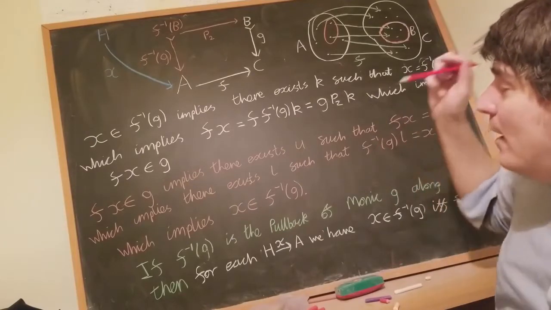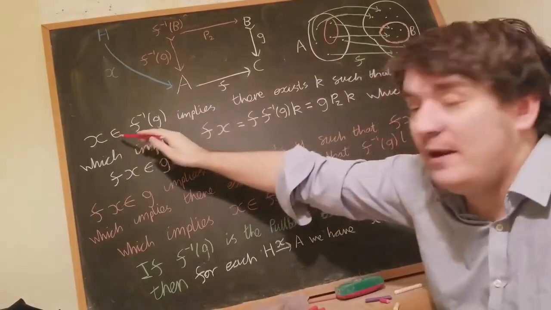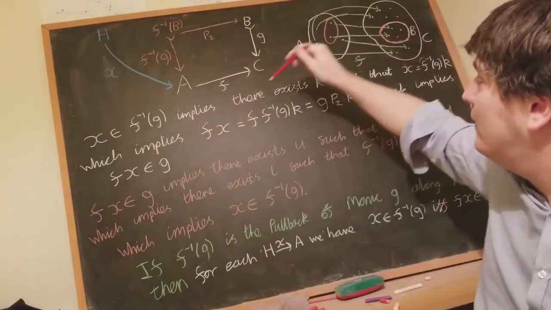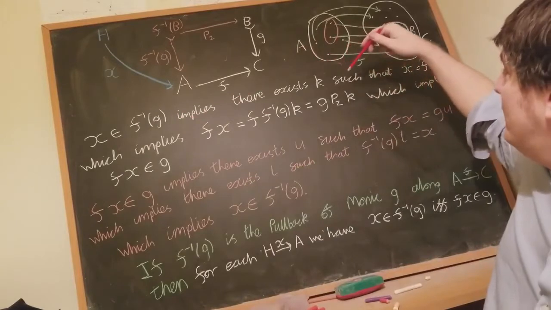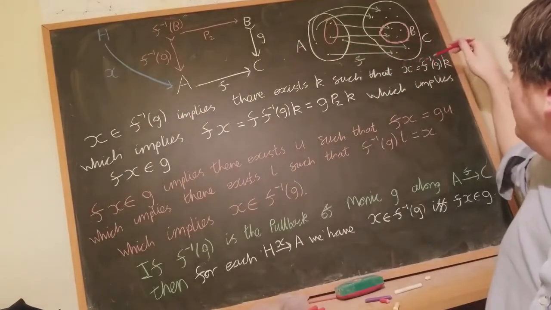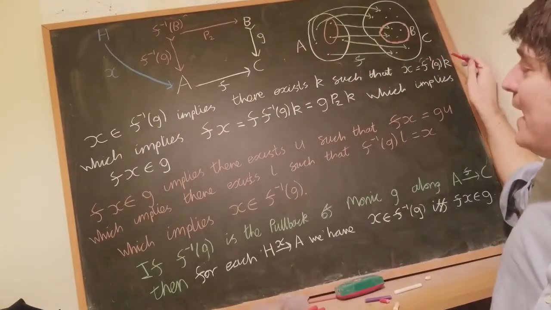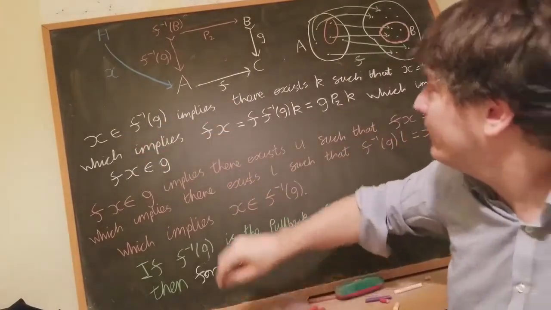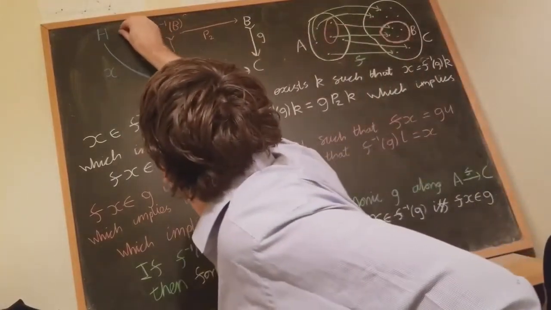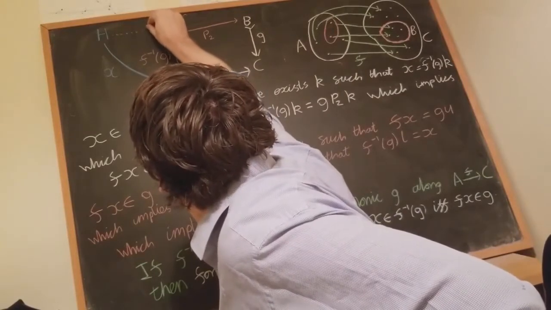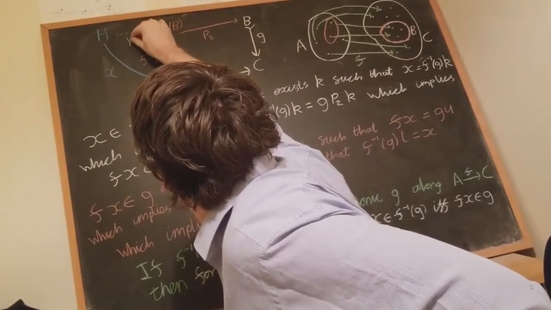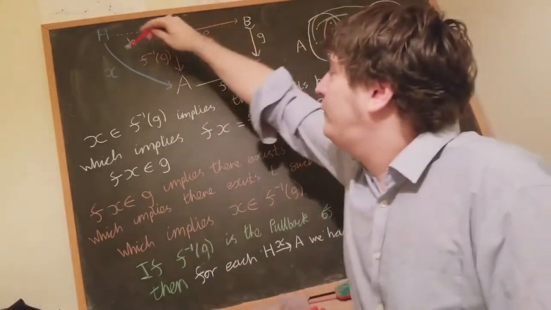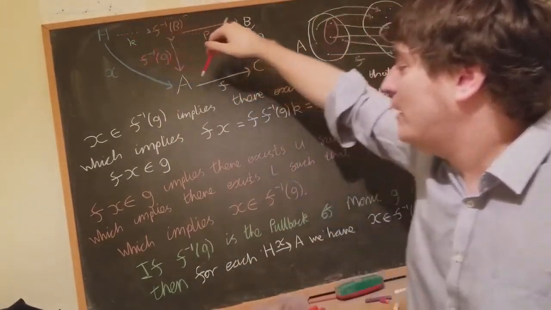So let's go. We'll suppose that X is in F to the minus one of G. Now this implies that there exists a K such that X equals F to the minus one of G after K. That's just what this in notation means. It just means that there exists a K that makes a triangle like this commute, okay?